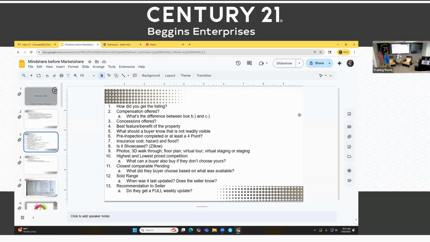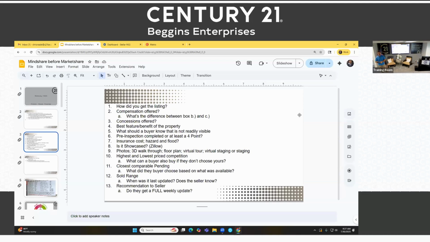Number 11, what is the closest comparable property that is under contract within 1 mile, 2 miles, 3 miles around you? Immediately close to me, within 2 miles, 3 miles, what is the closest comparable property that's under contract to my listing? That is what a buyer said they will buy that is similar to yours at a specific price. And why did they choose that one over yours?